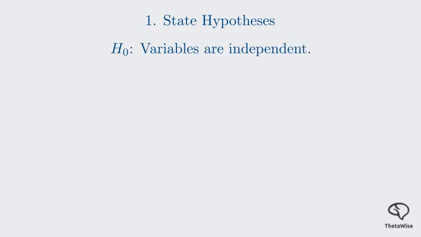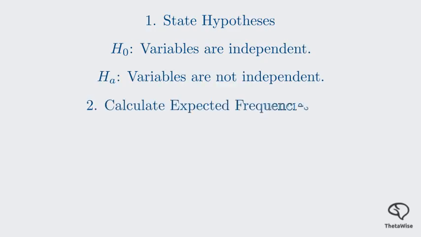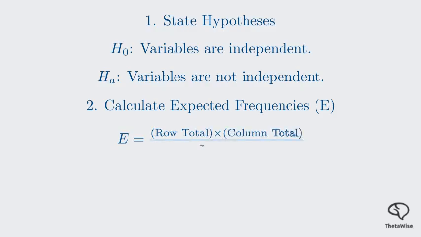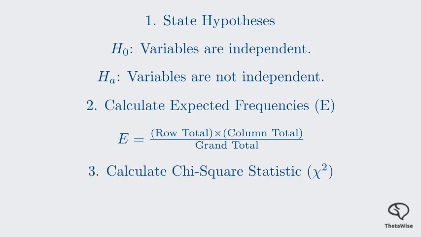The null hypothesis, H0, is that the two variables are independent. The alternative hypothesis, HA, is that they are not independent. Second, we calculate the expected frequencies for each cell in our contingency table. This is what we'd expect if the null hypothesis were true. Third, we calculate the chi-square test statistic using this formula. We sum the squared difference between the observed and expected frequencies divided by the expected frequency for every cell.